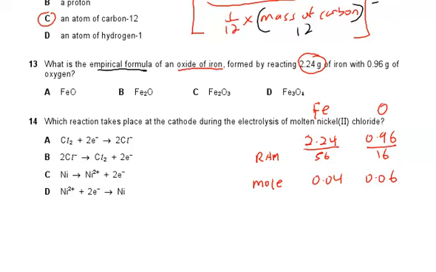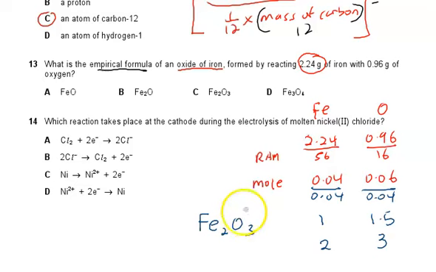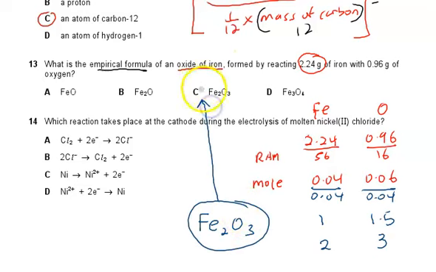Now we will be taking the lowest mole and divide both of them with it, and here we will be getting 1 and 1.5. Since we cannot use 1.5 to show in the structure, we will multiply with 2. So here we got 2 and 3. So you become iron 2 and oxygen 3. So your answer here will be C. This is the calculation of an empirical formula. Okay, so the next one here will be number 14.